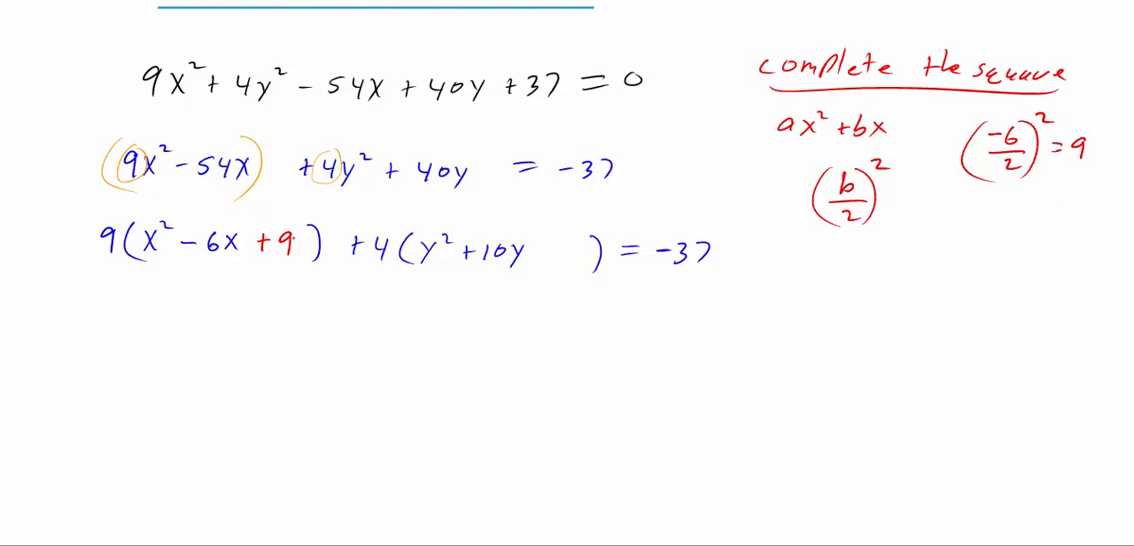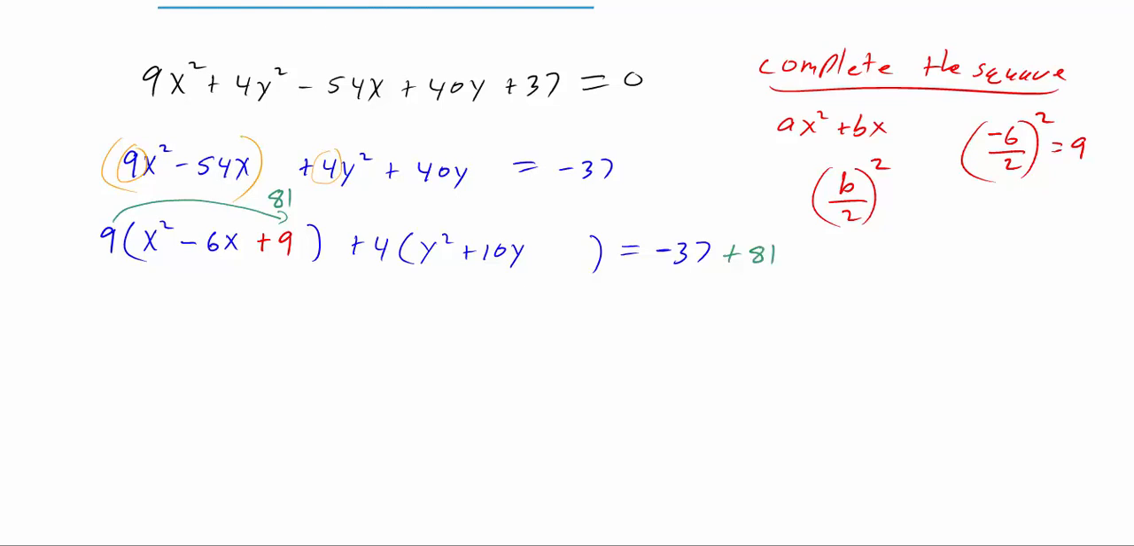Now we have to be careful. Where did we put the 9? We put the 9 on the inside of the parentheses. So that means at some point that 9 is going to be multiplied by the 9 out front. So even though it looks like we added 9, we really added 9 multiplied by 9. So we really added 81 to the equation. So we added 81 to the left side of the equation. That means we have to add 81 to the right side of the equation.